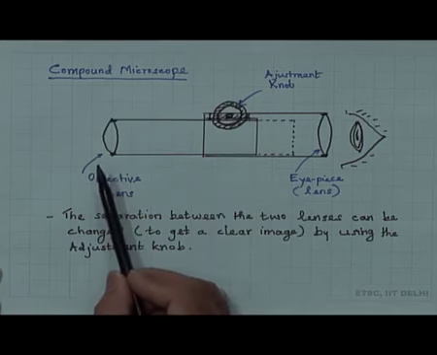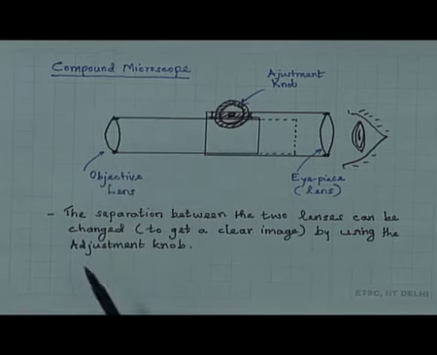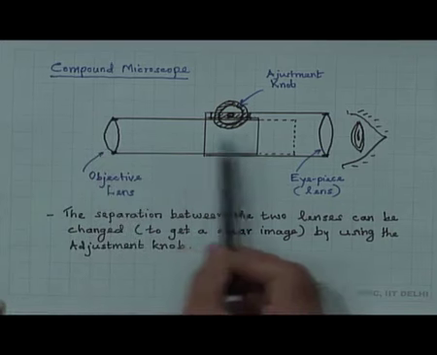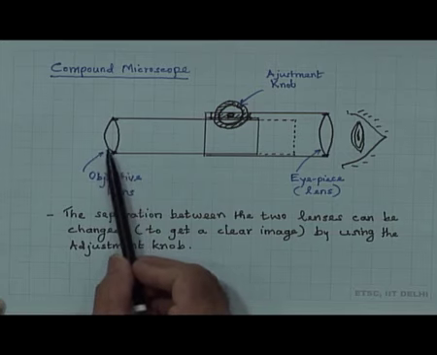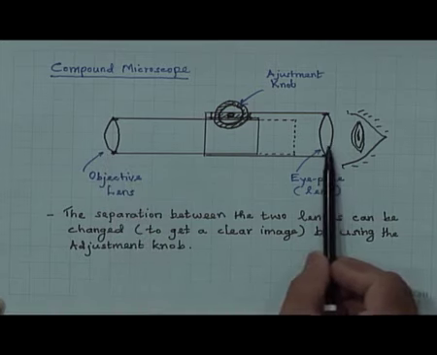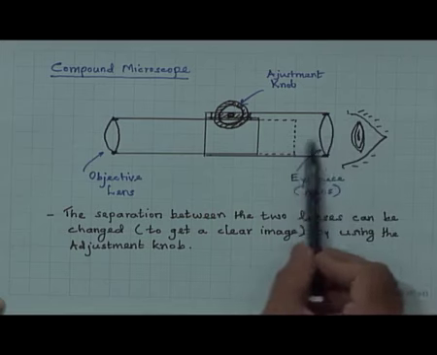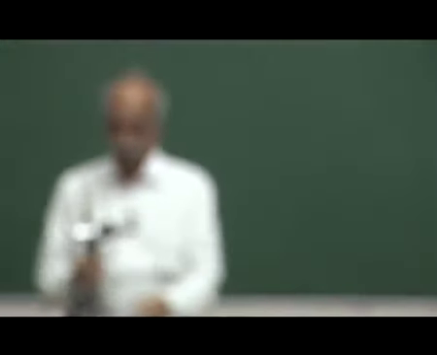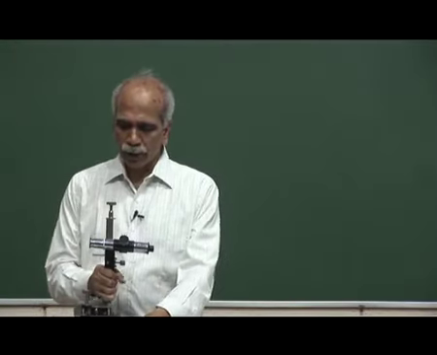We will see the ray diagram and how the magnification takes place, but in its simplest form it comprises an objective lens here and an eyepiece here, and this is the eye from where you see. Let me first show you how the instrument looks. Let me show you a laboratory compound microscope.